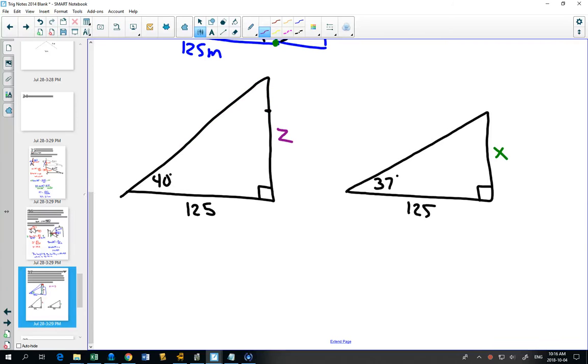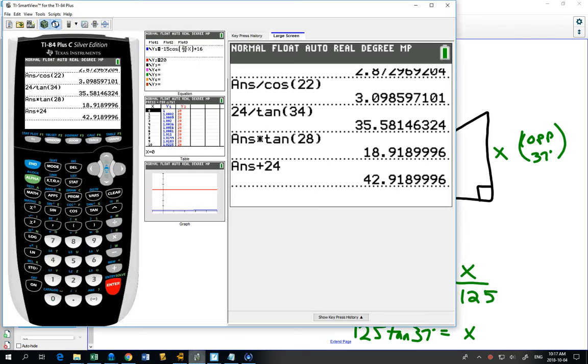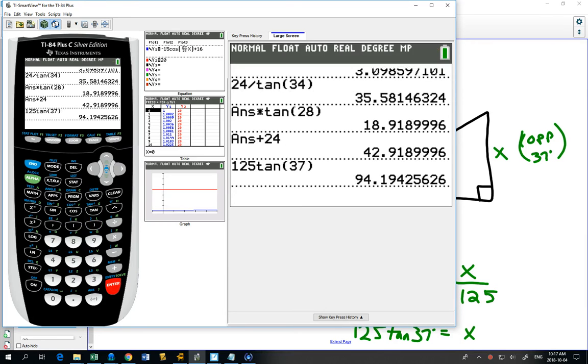Let's do the green x first. If I'm solving for the green x, the green x is opposite the 37 degrees. The black side that we know is adjacent to 37 degrees. So from our definitions of SOHCAHTOA, which one uses the opposite and the adjacent? Tan. So we write out our definition. Tan of 37 degrees will be opposite side divided by adjacent. Multiply both sides by 125. 94.19.